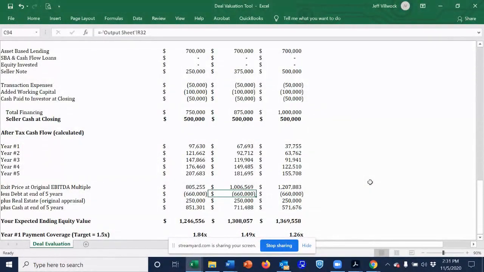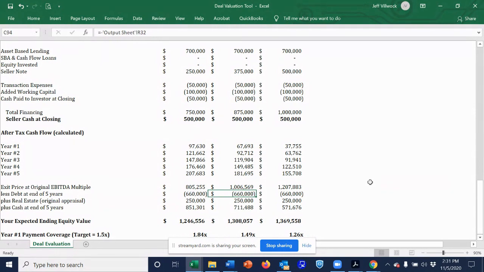Now, at the end of 5 years, you still have $660,000 in debt. So what's that comprised of? That is the inventory debt. That's the receivables debt, which again, you don't pay off until you sell the company. Right. You're just paying interest on that. It's called a revolving loan.